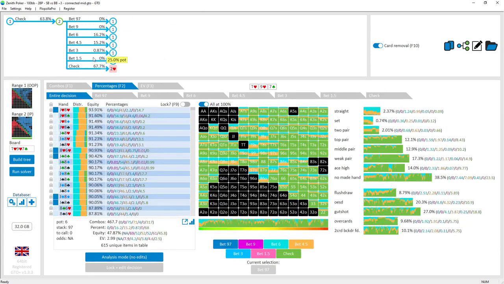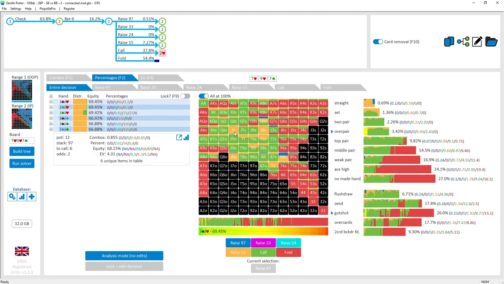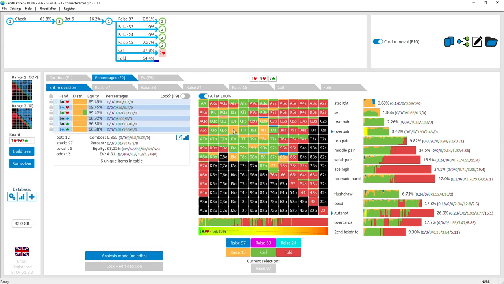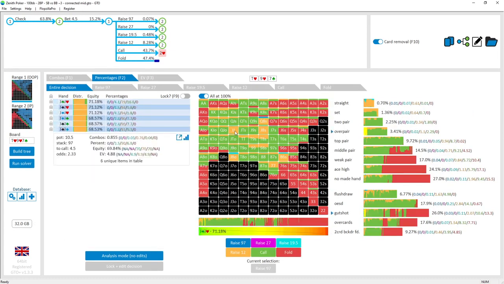Which really wants to go for a check raise against a small bet, and even against these bigger bets, jacks are still going to go for that check raise. Jack really needs to deny equity, right? It doesn't have a stunning amount of equity, only around 70% in both of these lines here.